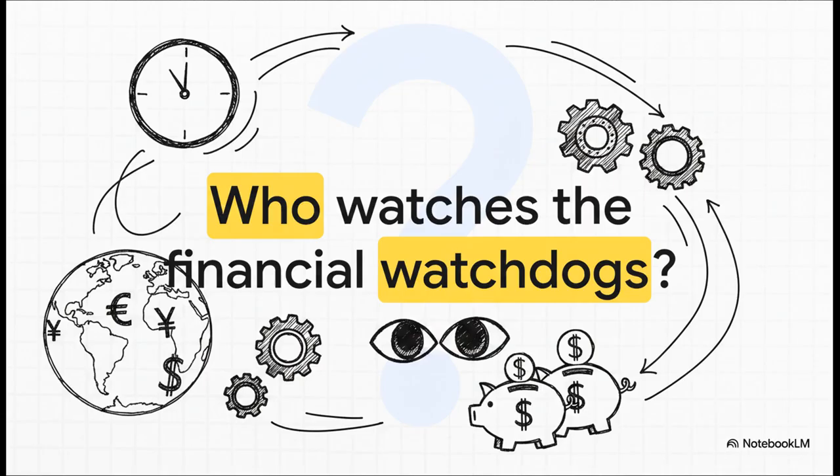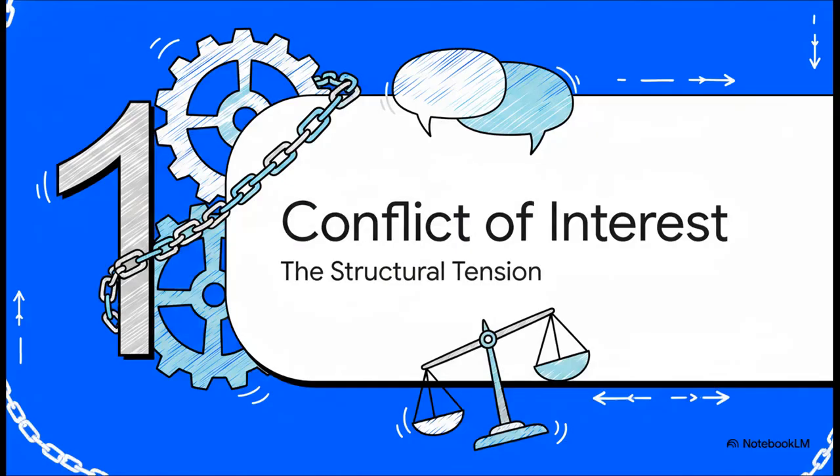I mean, imagine you're watching a sports game, right? But the referee gets a fat cash bonus depending on who wins. Wild, right? Well, that is essentially the exact tension we face when the very entities writing the market rules are also the ones raking in profits from the game. Section 1. The conflict of interest.